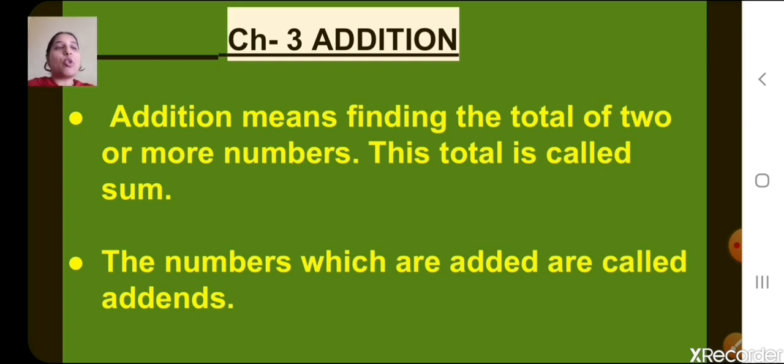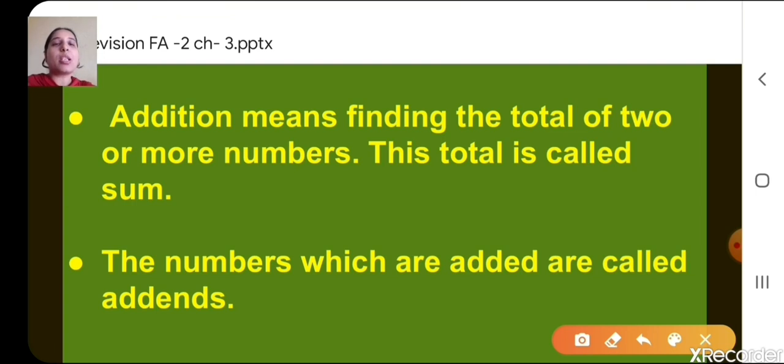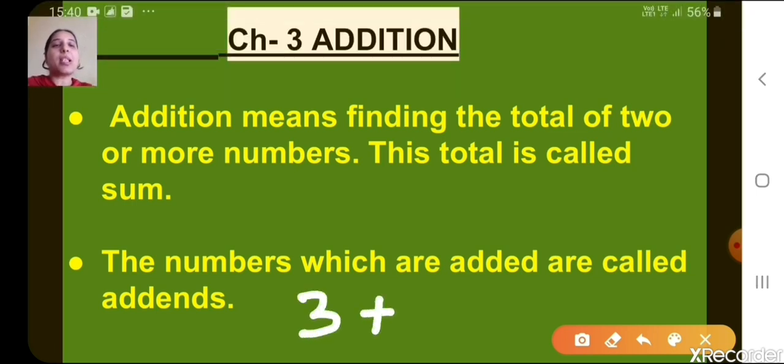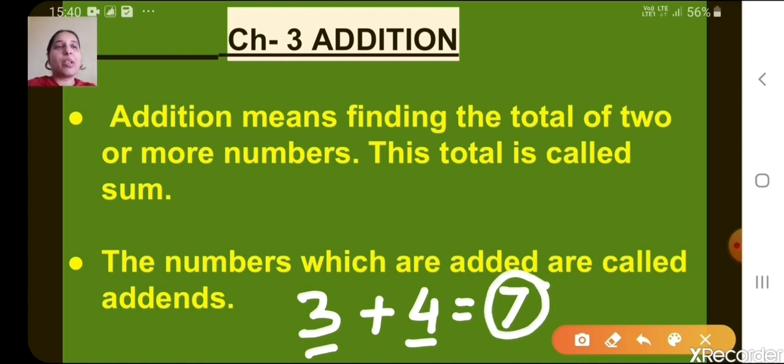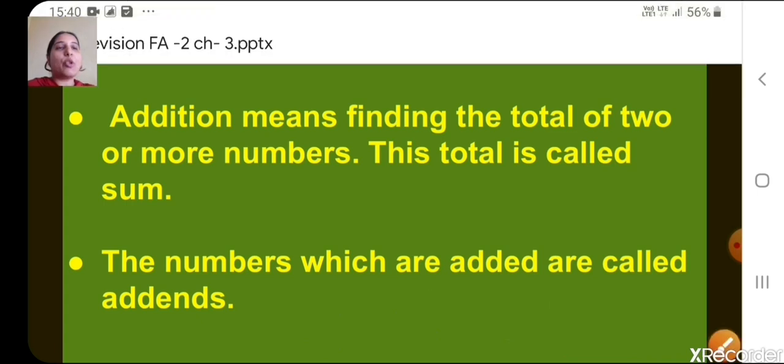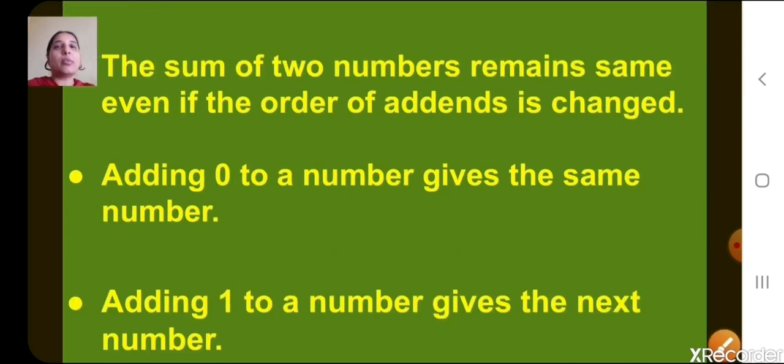Let's take an example. Suppose 3 plus 4. What will I get, children? 3 plus 4? 7. So this 3 and 4 are addends here, whereas 7 is the sum. Okay. So now let's move to the next point.